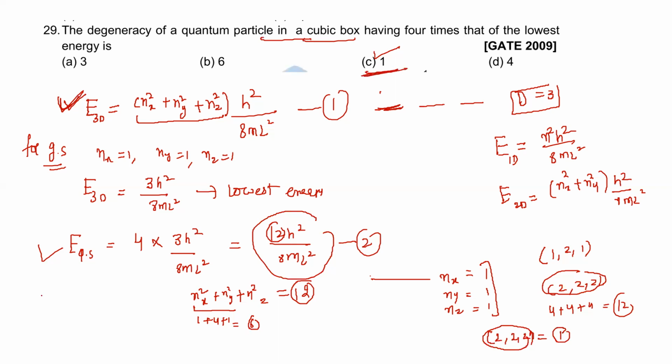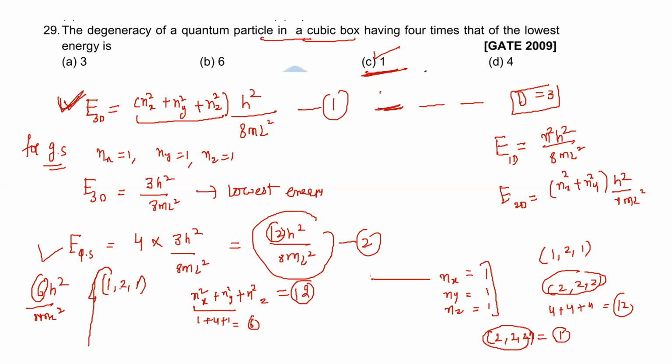Suppose a student says we have energy equal to 6h² over 8mL². Then what will be the degeneracy of this state? How will you find it? This is a trial and error method. You will find the possible combinations for n_x, n_y, and n_z. For 6, you have the combination 1, 2, 1, because the sum of the squares of these numbers will give you 6. But this combination can be written in 3 ways.